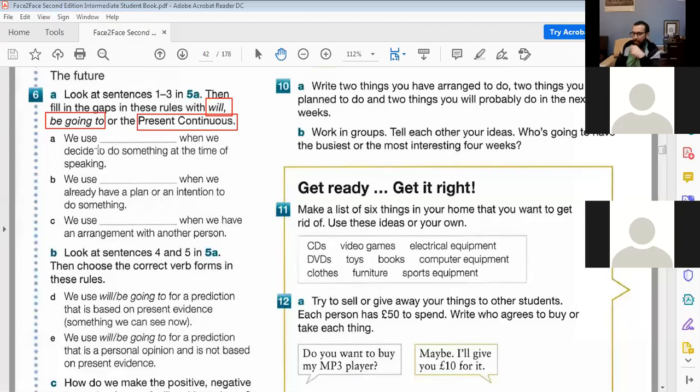Can you read the first point, Sana? Tell us what you think here. A. We use when we decide to do something at the time of speaking. Which one do you think? You could just guess, by the way, because we're still not sure. Maybe it will help you if you check B and C too. Check all of them. This way, it will be easier for you to decide.